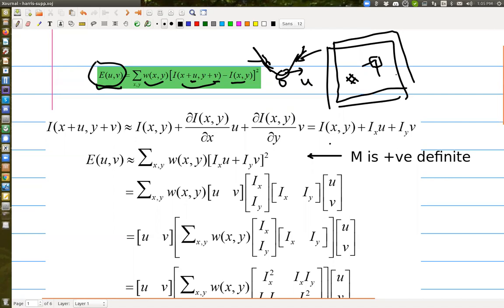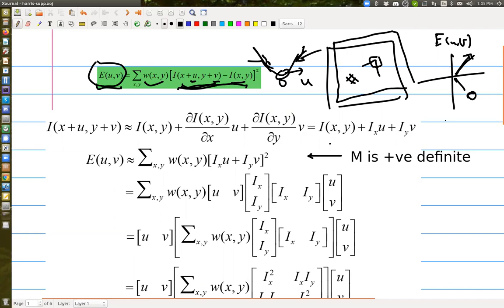If, on the other hand, you have an edge, then there is one direction that is not going to change. For example, if I shift along this direction, my E of UV is not going to change. By the way, E of UV should be zero when U and V are zero, because then this is just I of X, Y itself, and when I subtract that, it is equal to zero.